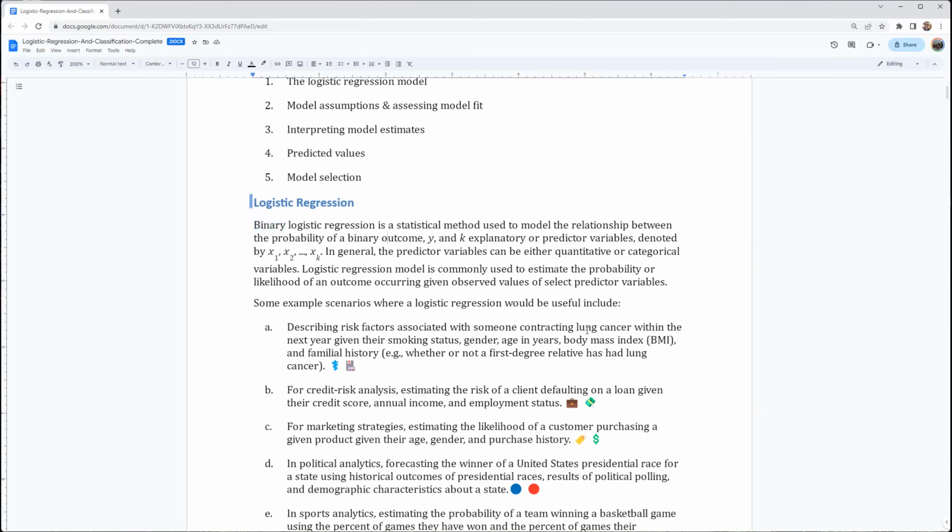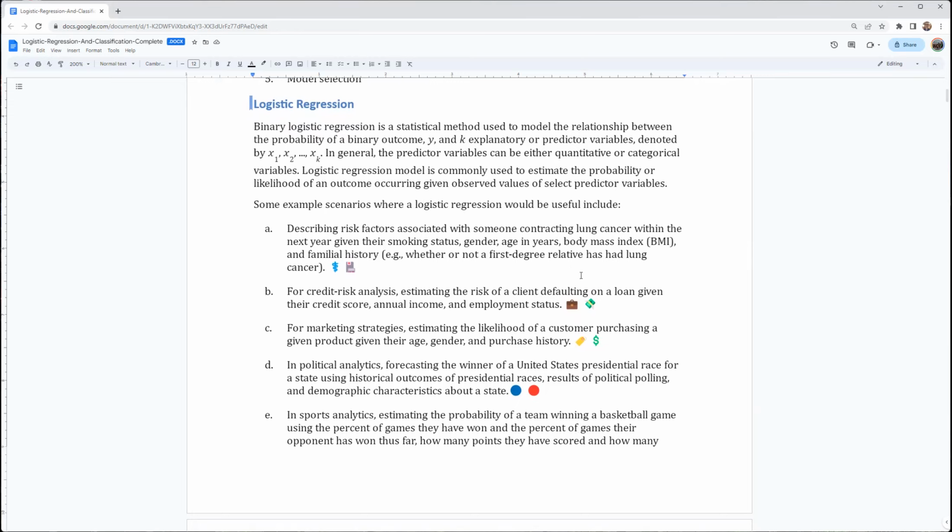So logistic regression is a statistical method that we can use to model the relationship between the probability of a certain outcome occurring. So we're modeling a binary outcome y, and k predictor or explanatory variables is what we're using to model that probability. So we still are denoting our response variable by y and our predictor variables by x1 through xk. Just like with multiple linear regression, the predictor variables can be quantitative or categorical, but here now the response variable must be binary.